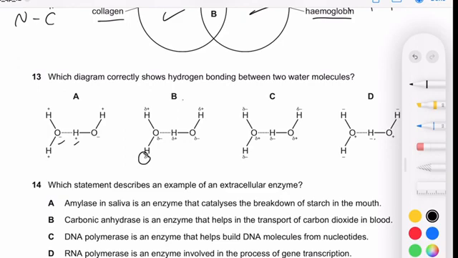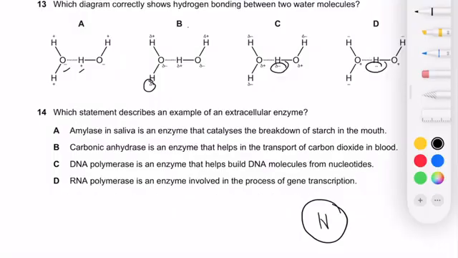Hydrogen atoms are never negative, they don't carry a negative charge, because they only have 1 proton in their nucleus. If I were to draw a hydrogen atom, I would write hydrogen, and then draw the nucleus, which has 1 proton, 1 neutron, and 1 electron. That is going to be a hydrogen atom.